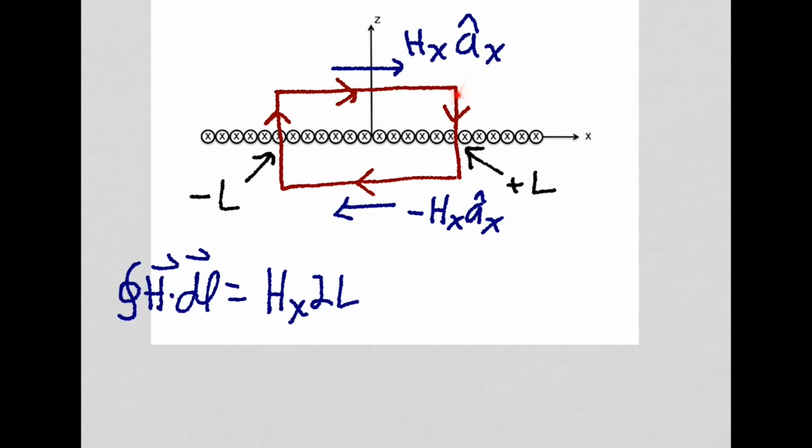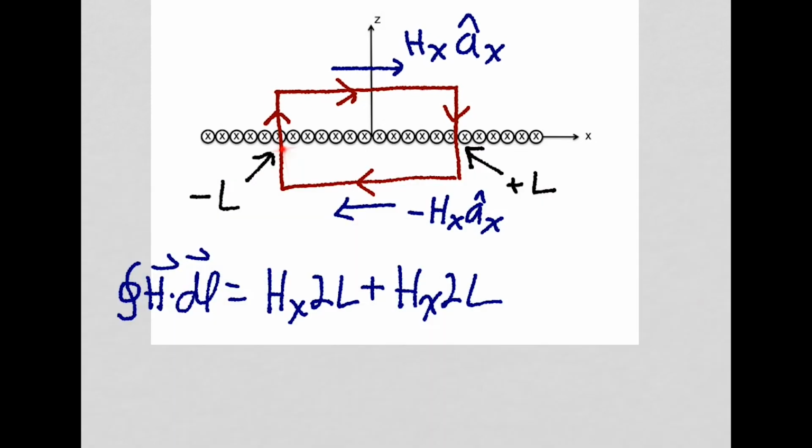Now for the integral of H dot dl from here to here, we have H in the same direction as our integration, so that integral also will be H sub x times 2L. And finally, when we close our path going from this point to this point, dl is in the A sub z direction, but our magnetic field intensity is in the A sub x direction, so that dot product is 0.